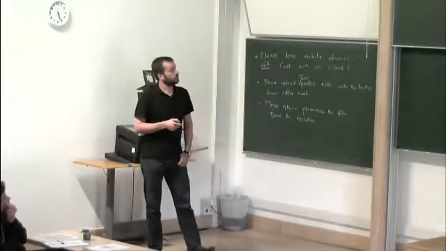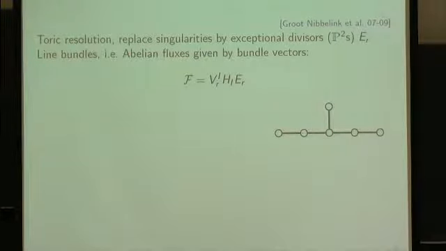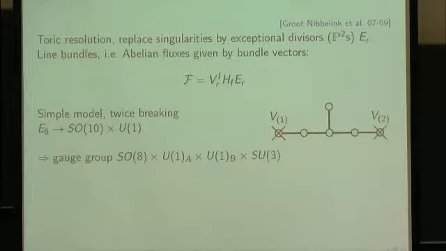So in particular, if you do this toric resolution, what you do is replace singularities by certain exceptional divisors, E_R. And for simplicity, we just use line bundles. So it's just abelian fluxes, which are only supported on these E_Rs. And then these H_I would be in the Cartan of E8 times E8, and then there are certain coefficient vectors, V_I, bundle vectors. And for a very simple model, if you fulfill certain consistency conditions, you end up breaking E6 to SO10 times U1 twice in different ways. So you basically kick out this and this node from the E6 Dynkin diagram, and you end up with SO8 times U1s, and the SU3 is untouched in this model.